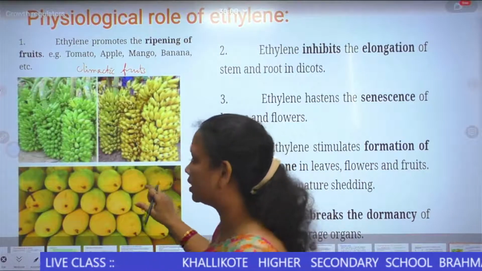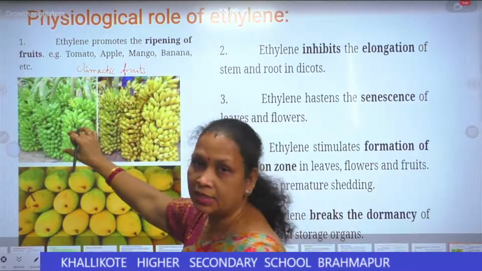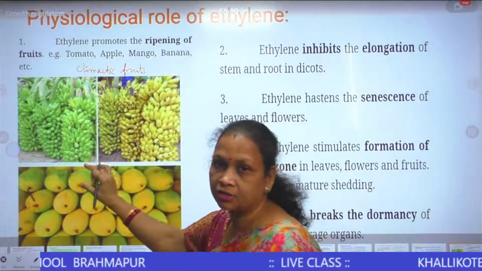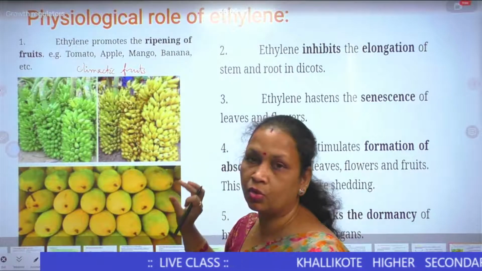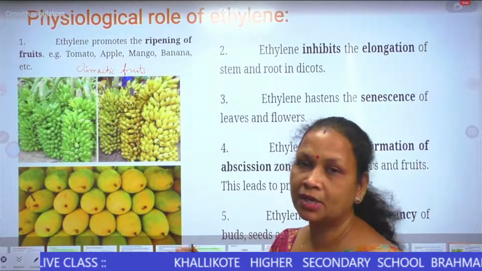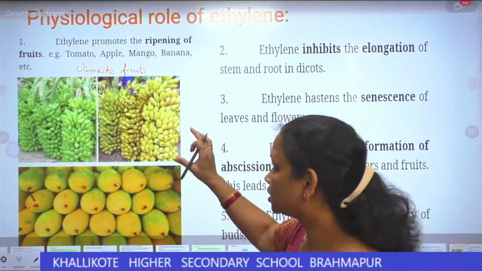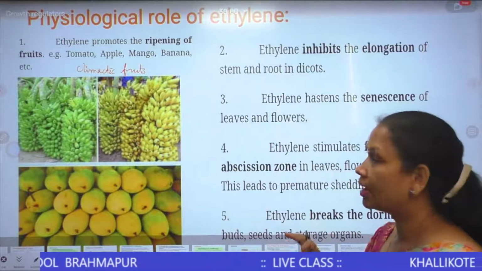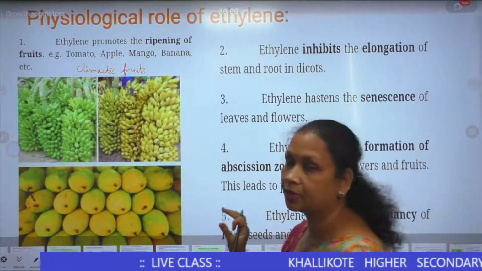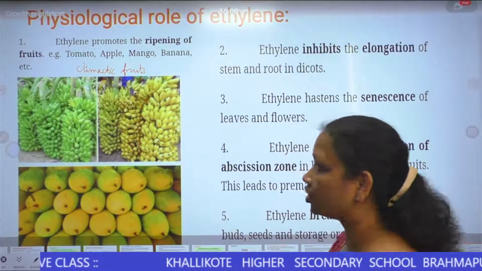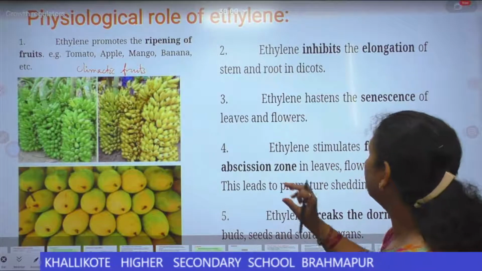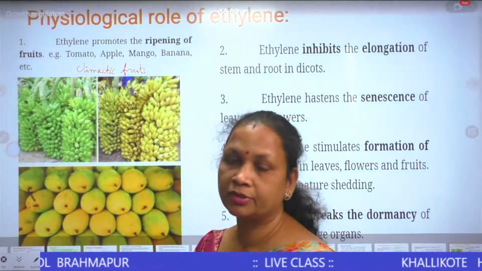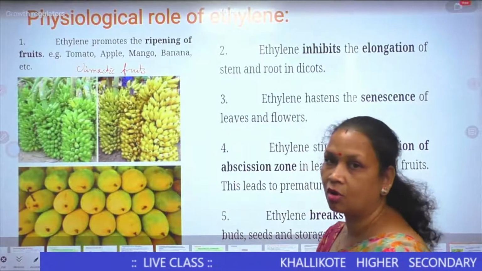What is the characteristic feature, and what is the importance of such fruits? In agriculture, the harvest and transportation of such fruits is always done in the unripe or green condition. Whenever these fruits are transported, they are always transported in the unripe condition, so that the damage to the fruits due to over-ripening can be minimized during long distance transport. Such fruits are called climacteric fruits. So, ethylene helps in promoting the ripening of climacteric fruits like tomato, apple, mango and banana. That is the first important activity of ethylene.